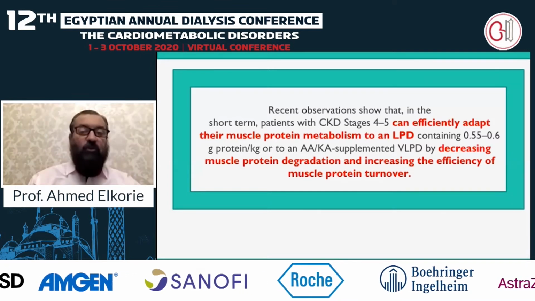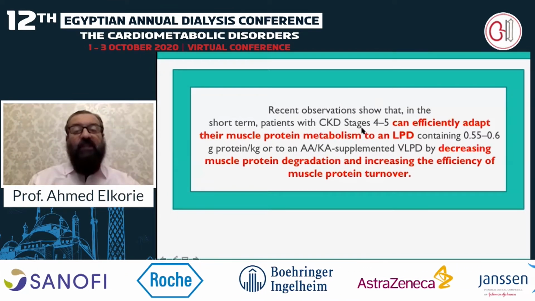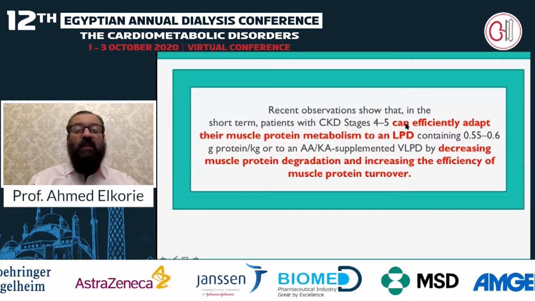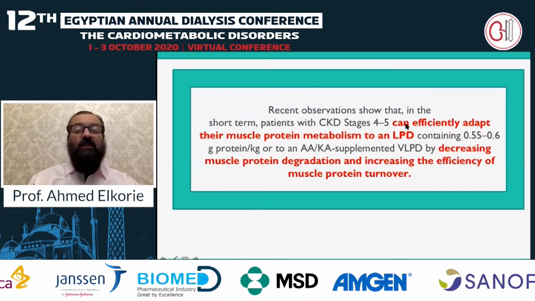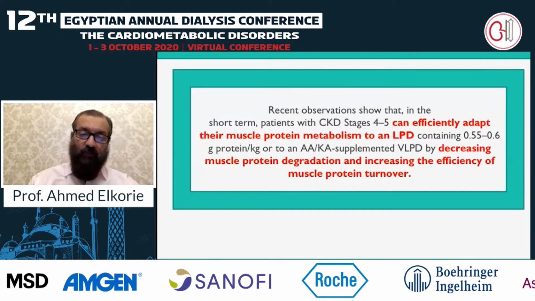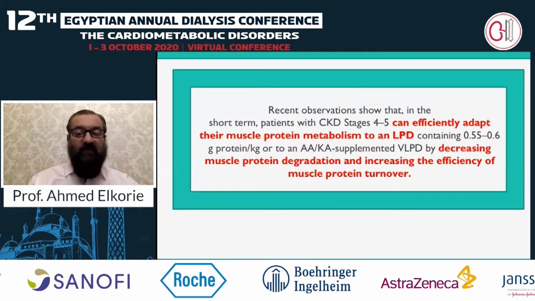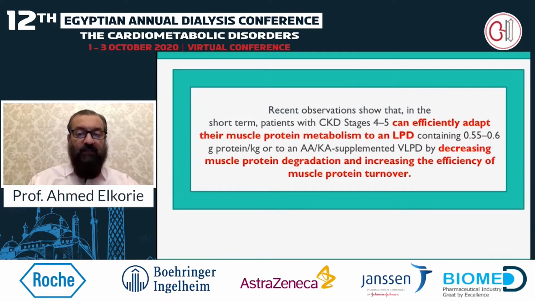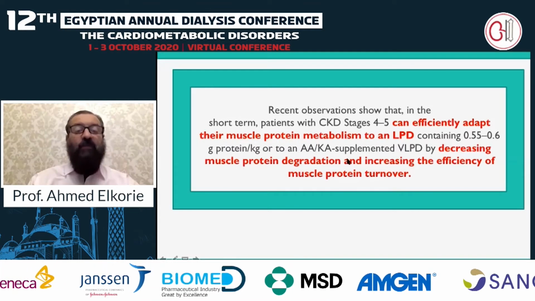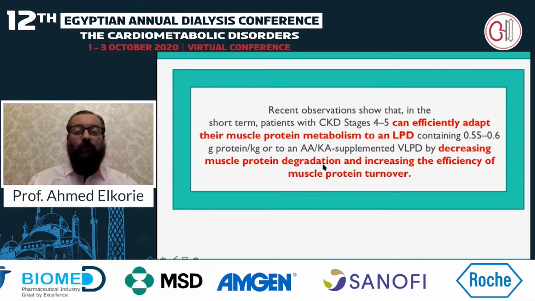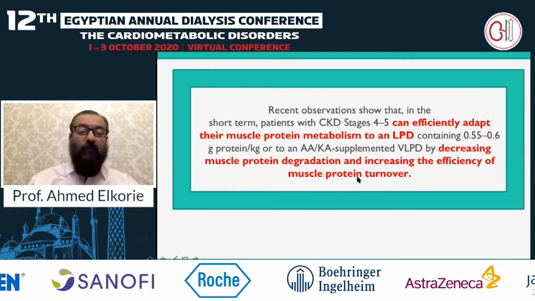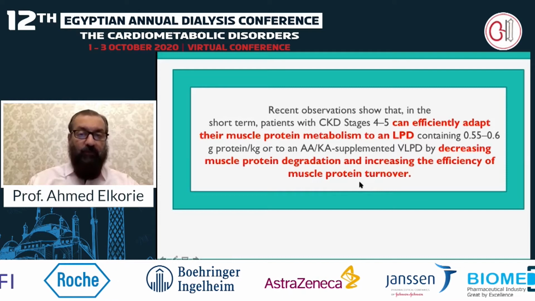This recent observation showed that in a patient with CKD stage 4 and 5, protein restriction to a low protein diet of around 0.6 gram per kilogram would adapt the muscle protein metabolism and decrease the progression. If you go further low, to a supplemented very low protein diet, going to 0.4 gram per kilogram supplemented by amino acid or keto acid of 0.1 gram per kilogram, this will lead to a further decrease in muscle protein degradation and increased efficiency of muscle protein turnover, with further protection of the kidney against CKD progression.